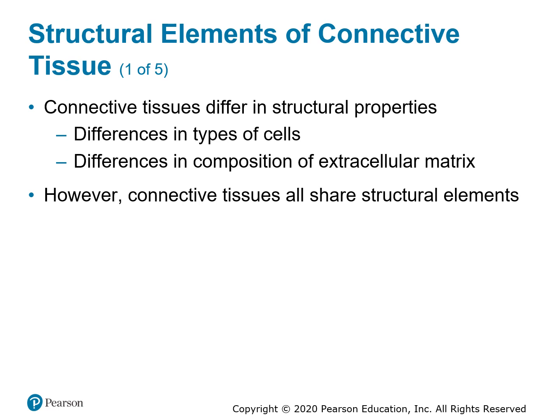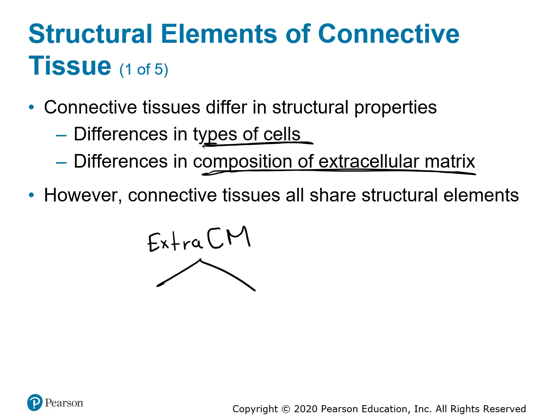So as far as the structural elements of this connective tissue, the main differences will be in the types of cells, and the other main differences will be the composition of the extracellular matrix. And remember, the extracellular matrix is made up of fibers and ground substance.